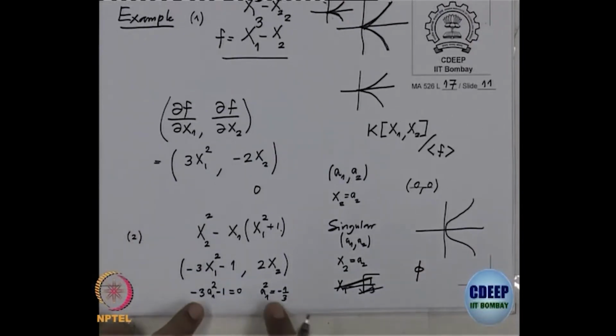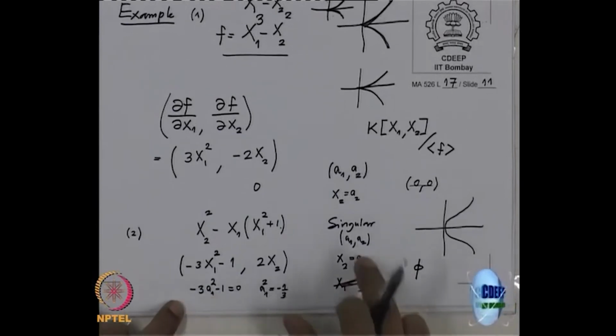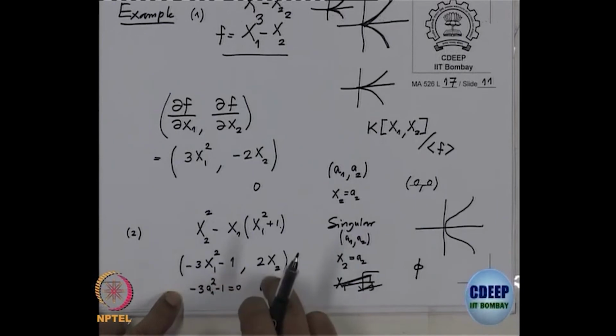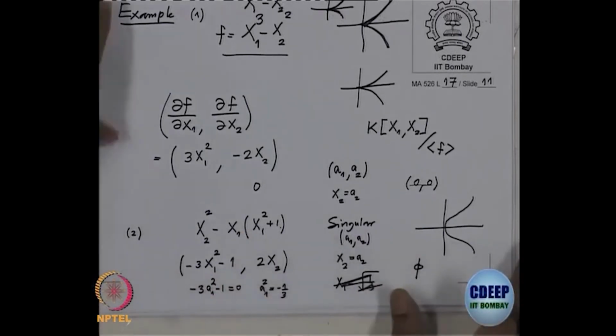Just check that the solution which we got by taking the Jacobian matrix to be the 0 matrix will not pass through the curve. So it has no singular points. Okay, now I want to do a more conceptual example, for example, an elliptic curve.